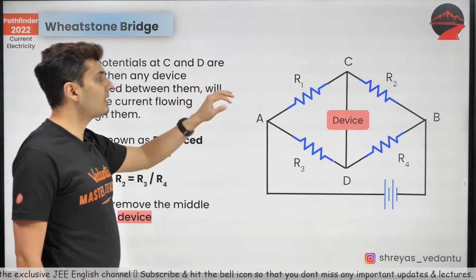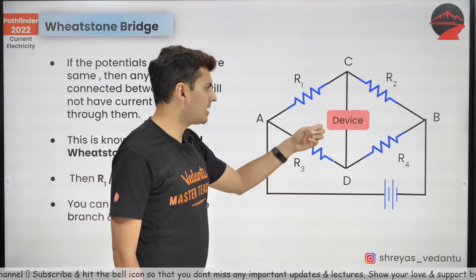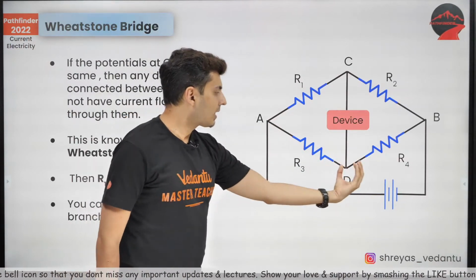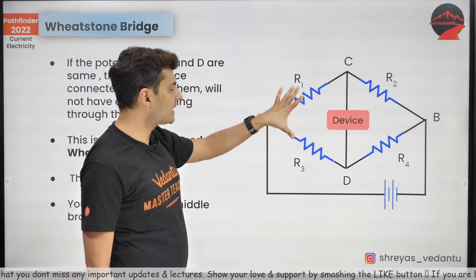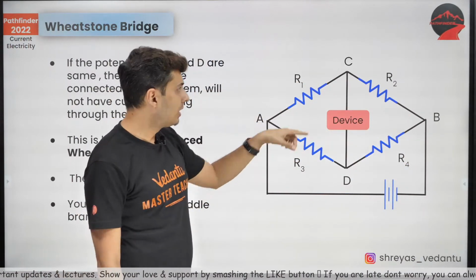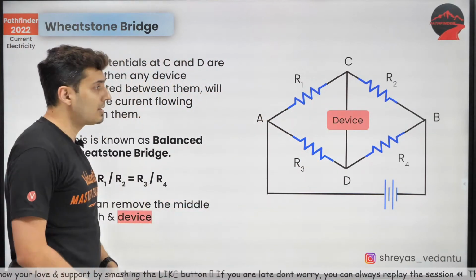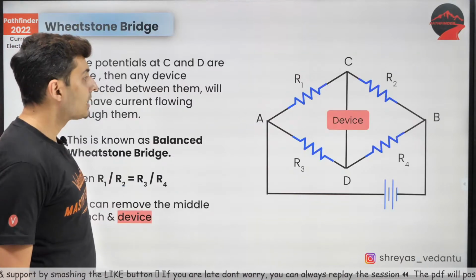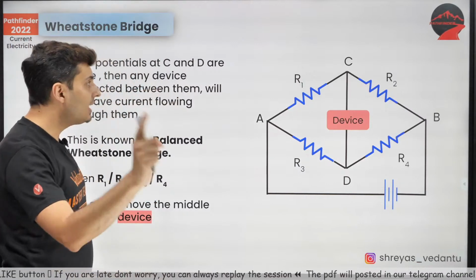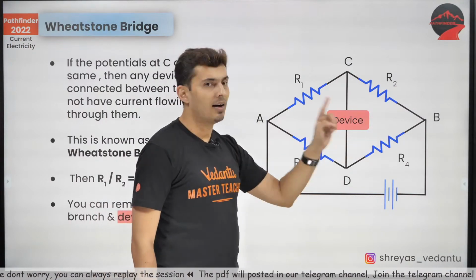A Wheatstone arrangement will usually have at least 4 resistances and maybe one resistance or any other device in the middle. The current will come from outside, get split, and again combine and come back. Now the branch with the device will be rendered useless. That means you can completely get rid of this device, and there will be no current flowing in it, only when R1 by R2 is R3 by R4.